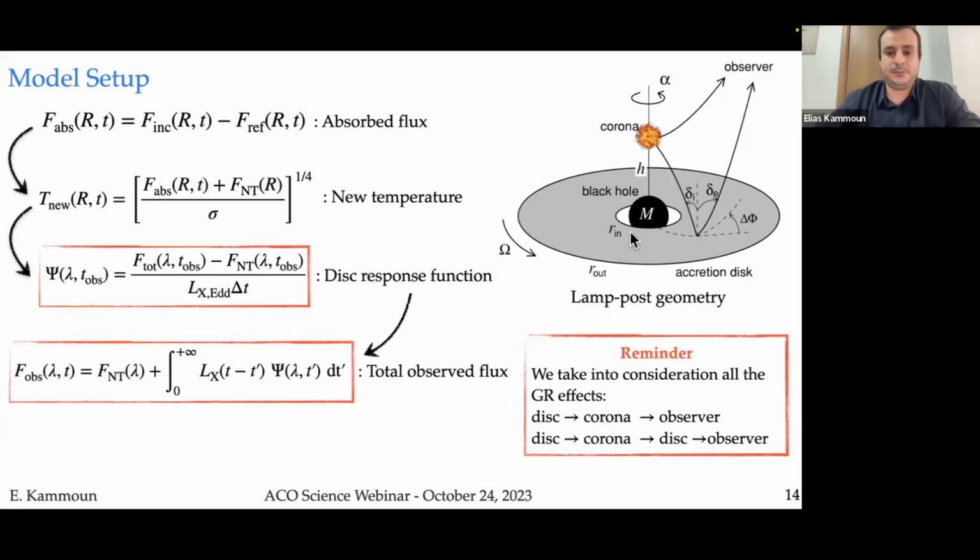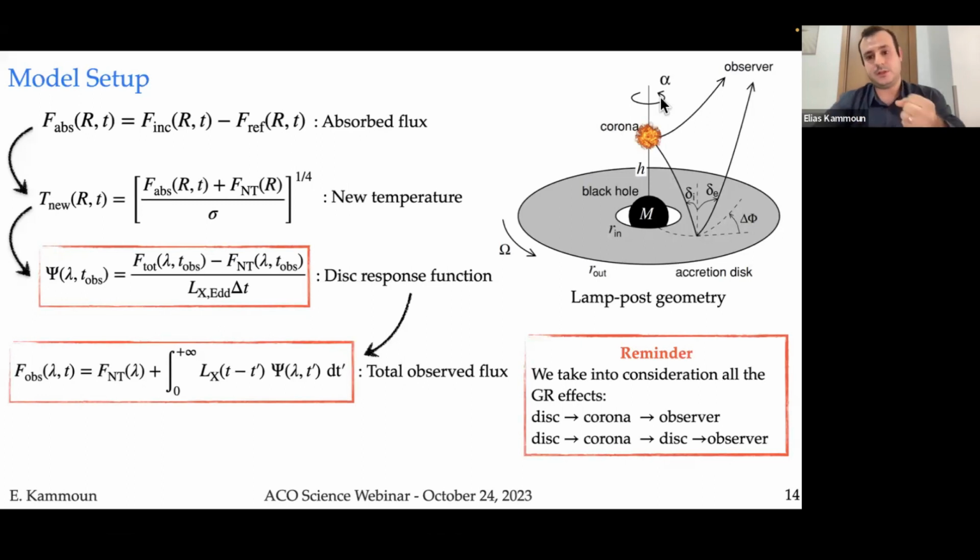So the model setup is quite simple. We assume a lamppost geometry. It's a simplification of what's happening, assuming that the corona is a point source located on the rotation axis of the black hole, but we have to start from a certain point. So we assume the black hole is spinning, so we take into consideration its spin, and the corona having a certain luminosity located at a certain height. Then we can probe the photons going to the observer, the photons going to the disk, and from the disk to the observer, by taking full GR into consideration. If we know how many photons are emitted by the corona, we know how many will be incident. We know from reflection models how much will be reflected in the X-rays, and then we can estimate the difference to be absorbed by the disk.